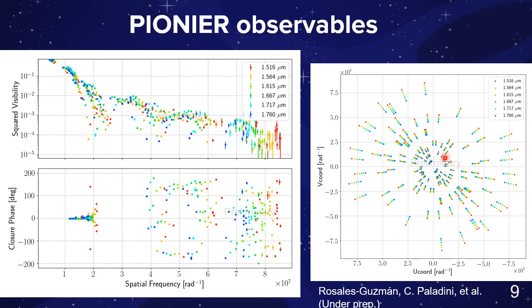In this slide, I show you the PIONIER observables, squared visibility and closure phase, and the UV plane coverage. Each color corresponds to a different spectral channel.